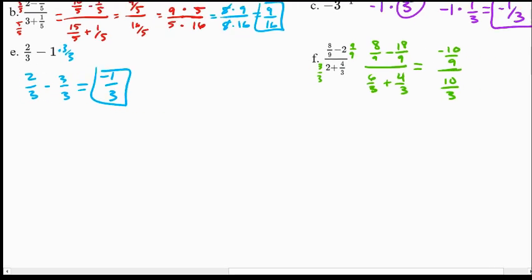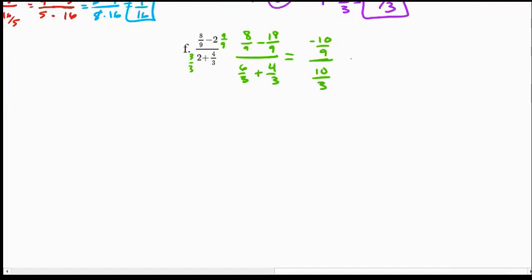So now I have to divide fractions again. I'm going to take -10/9 and multiply it by the reciprocal, which again, these 10s will cancel and leave me with -3/9, which is just -1/3.